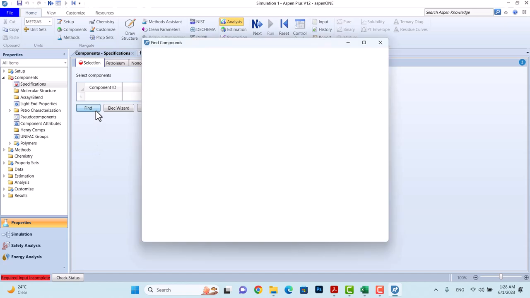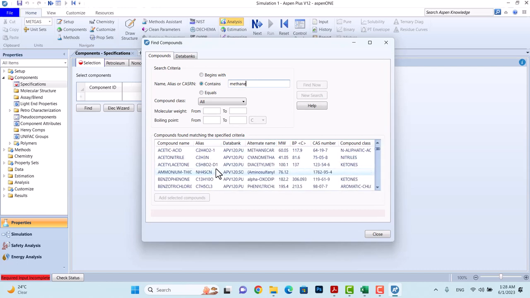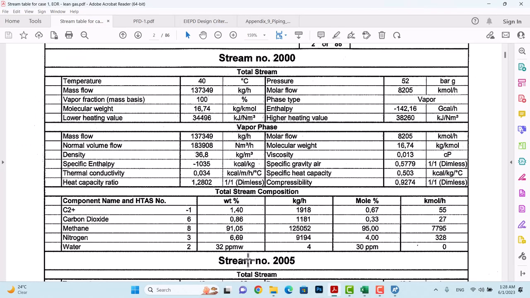So here I simply select find to select the compounds here. Methane, and let's have a look at the composition here. We have methane, nitrogen, carbon dioxide, and C2+. Instead of C2+, I just state ethane for simplicity.